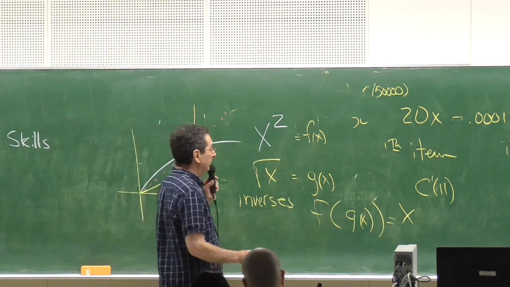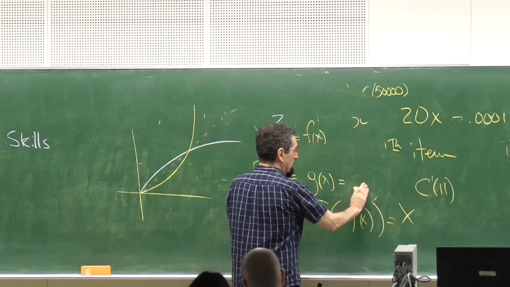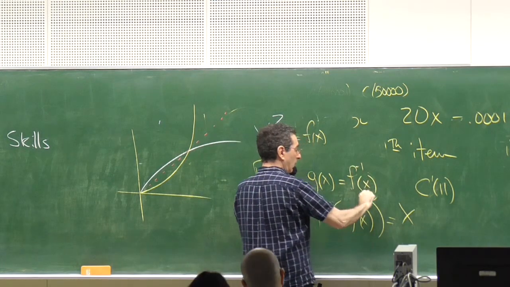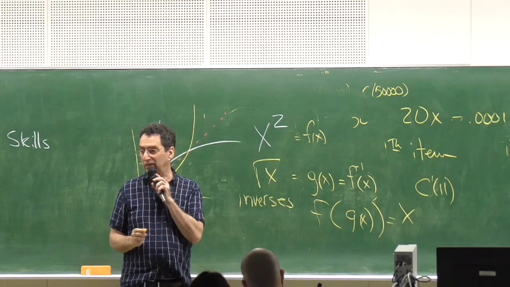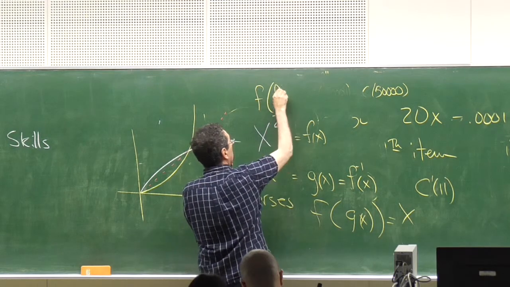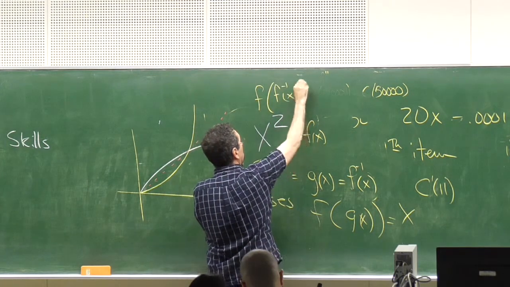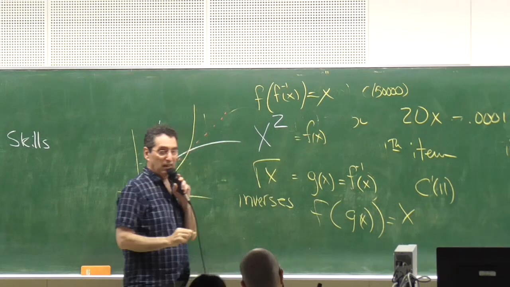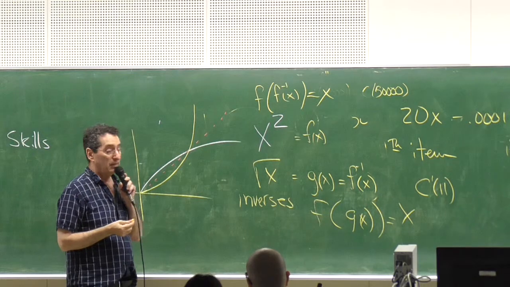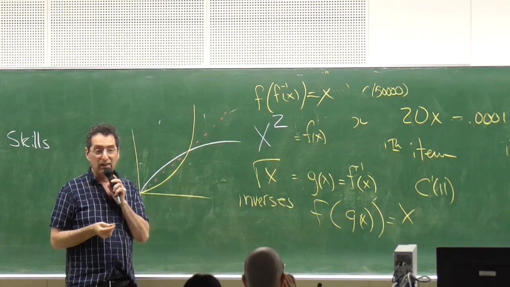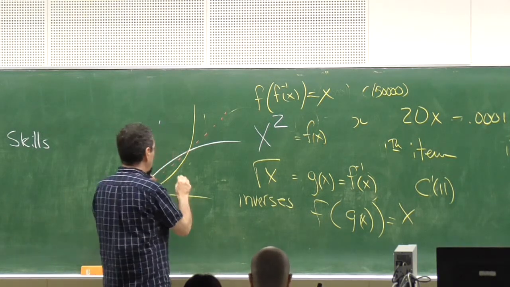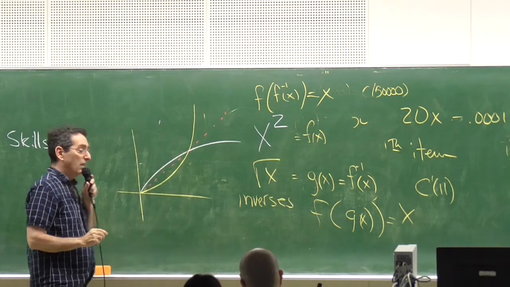So often, instead of writing g, to indicate that g is the inverse, we write f with a little minus 1. That means that f and g are inverses. And that means specifically that if you do f and then you do the inverse, you just get x. That's what inverse is. When we write f with that little 1 there, it means that it's related to f in this way. And visually they're related like this.